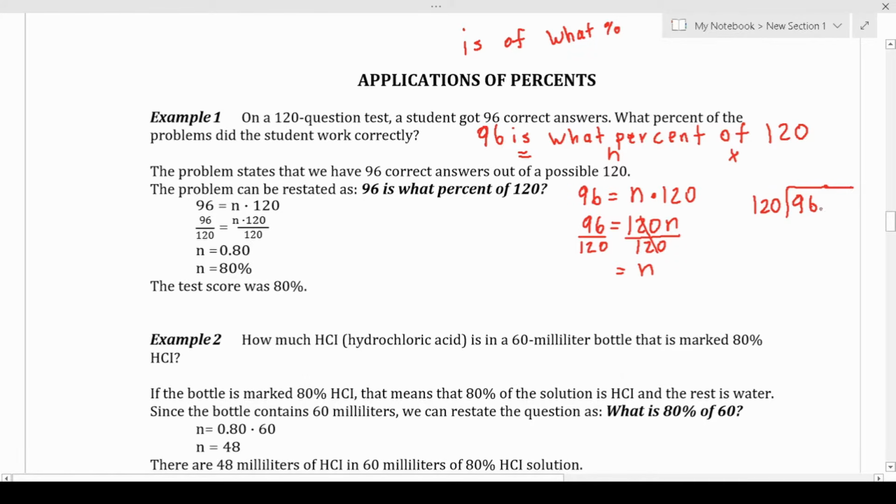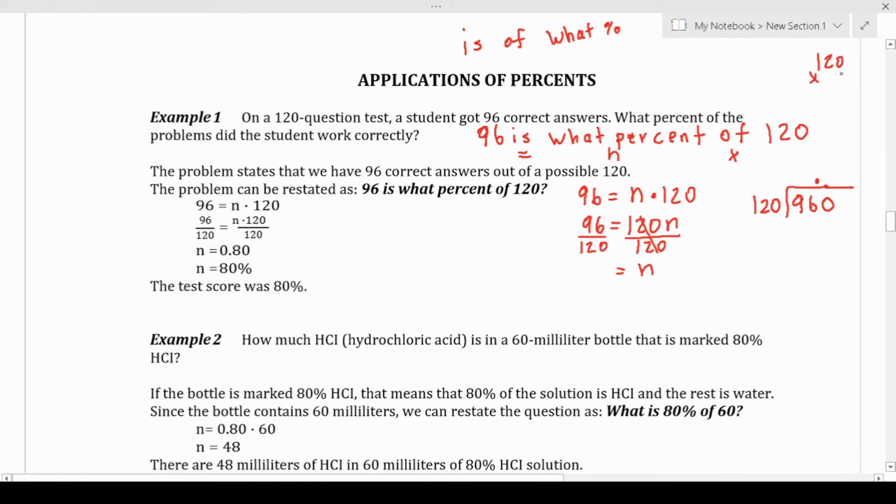It doesn't, so I have to add a decimal there. And when I add a 0 there, I have to bring up a decimal right there. Now the question is, how many times does 120 go into 960? I'm going to say it's going to be about 8 times. So let's see if that will get us there.